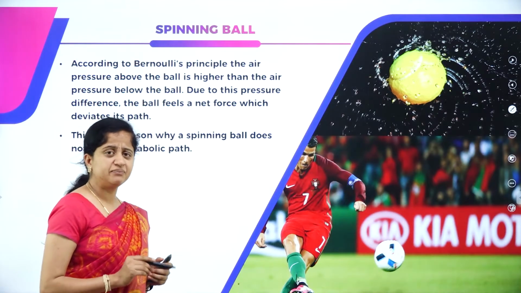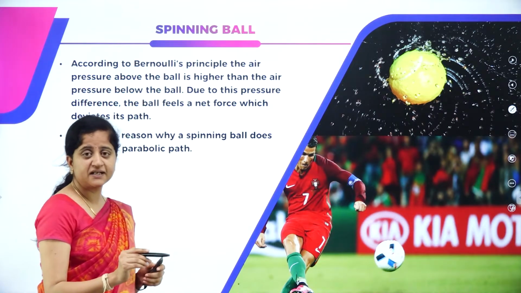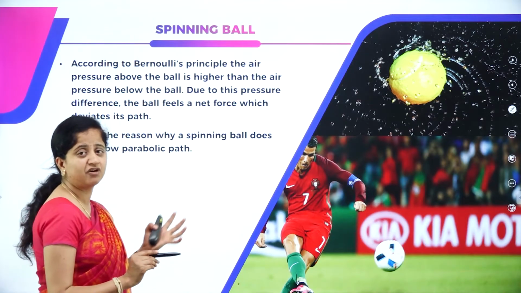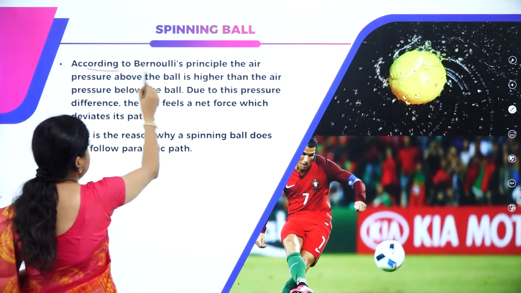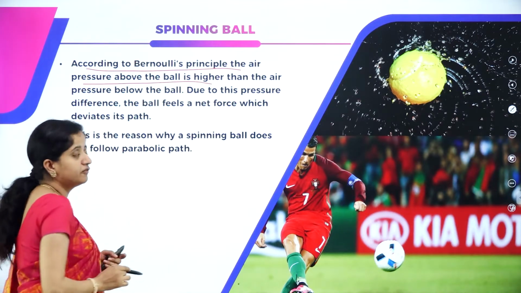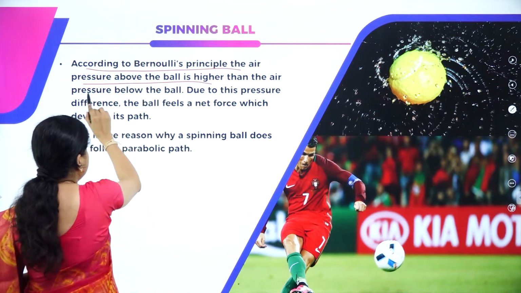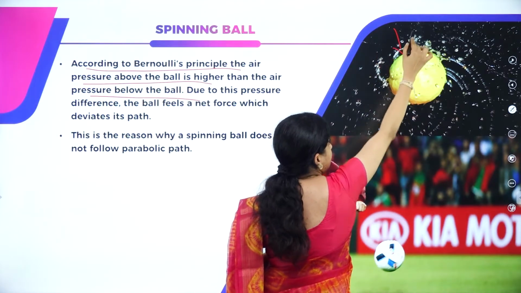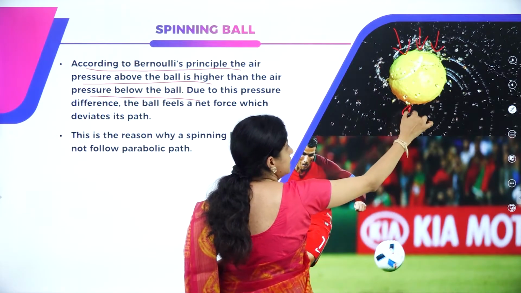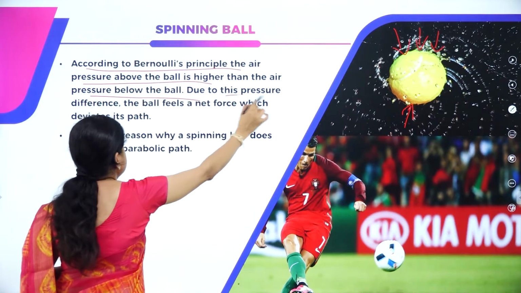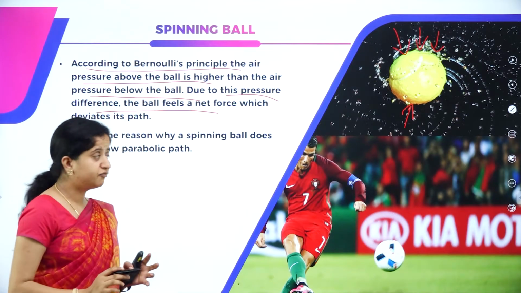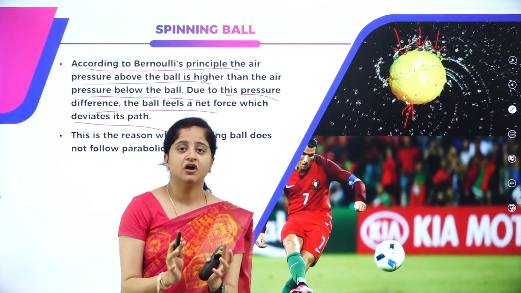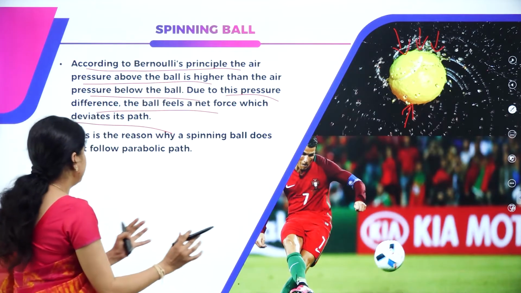Now, how is it related to Bernoulli's principle? Bernoulli's principle states the relation between pressure and velocity, and this is how we can relate the spinning of a ball with Bernoulli's principle. According to Bernoulli's principle, the air pressure above the ball is higher than the air pressure below the ball. So when the ball is spinning, the pressure above the ball is higher than the pressure below the ball, and due to this pressure difference, the ball feels a net force which deviates its path.